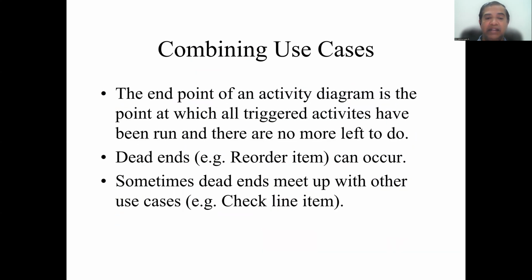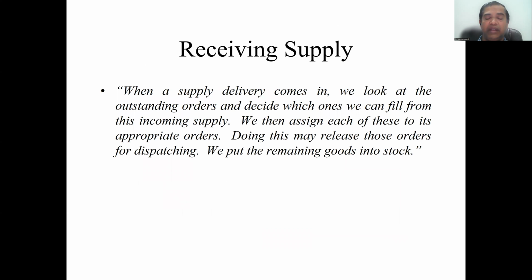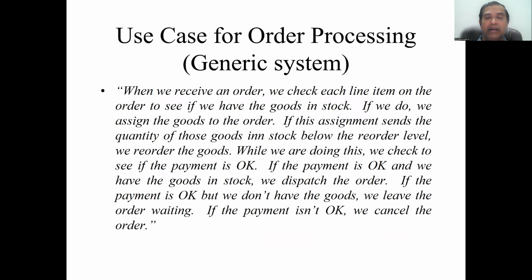So another example we can learn about is order processing. It's a kind of case study, stated in front of us in order to learn it as easily as possible. When we receive an order, we check each line item on the order to see if we have the goods in stock. Line item means the items that have been ordered by the customer. That is what we call a line item.